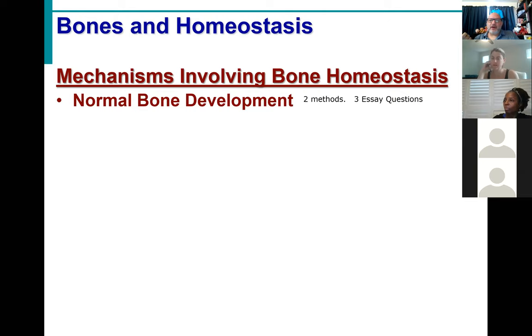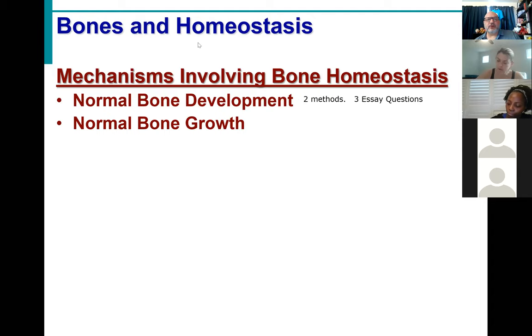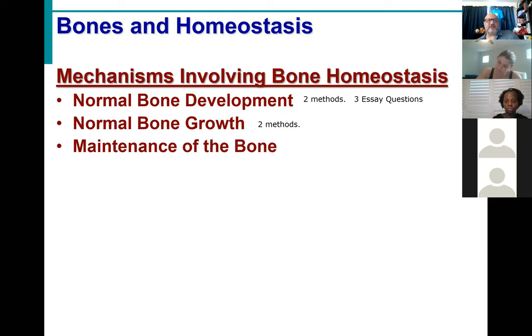Now, once we make bones, we then need to grow our bones. And how many different ways are there going to be to grow bones? Right, when you think of those little baby bones that you were born with, right? Or if you look down to the left of you and see that little baby sitting beside you in class, right? How do you need to grow their bones? How many different ways? Two, exactly. You want to grow them in width and you want to grow them in length. So there are going to be two methods for growing our bones, which of course reminds us that there will be three possible essay questions there.